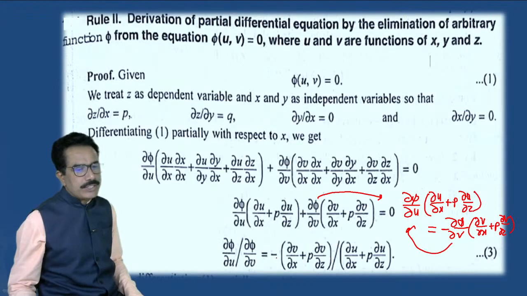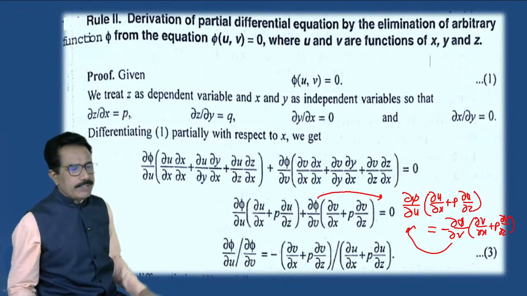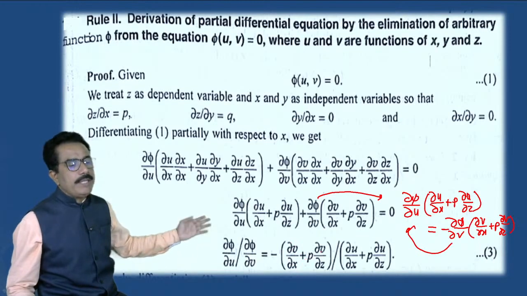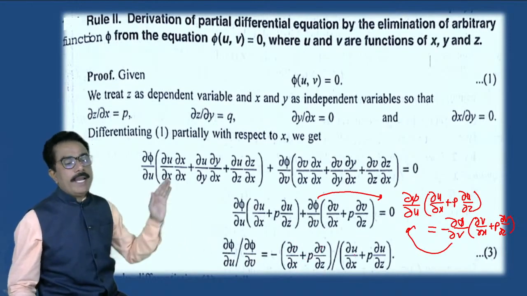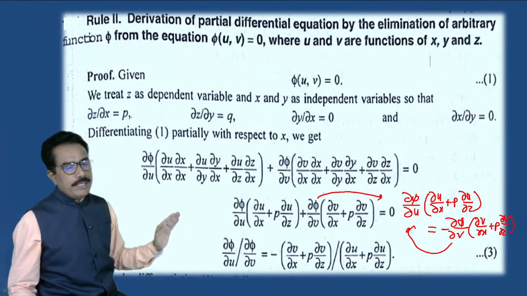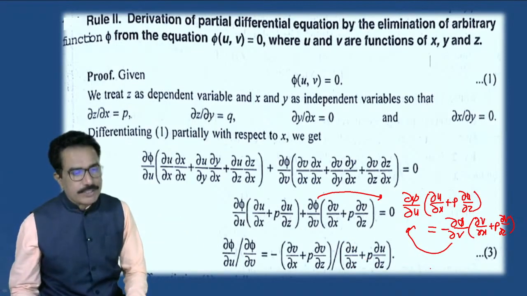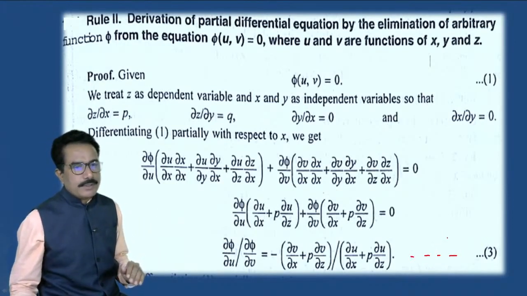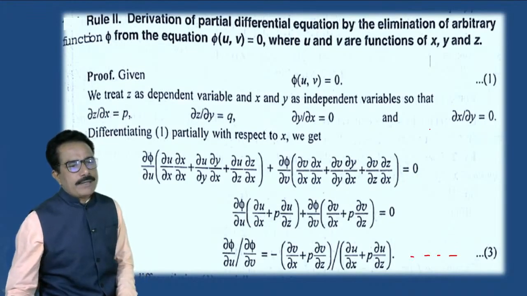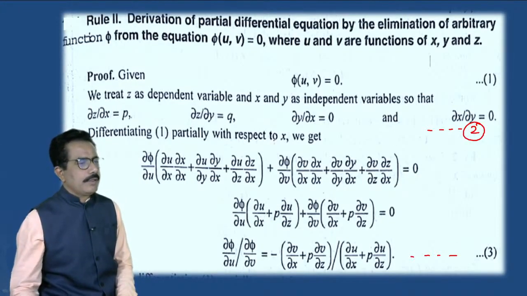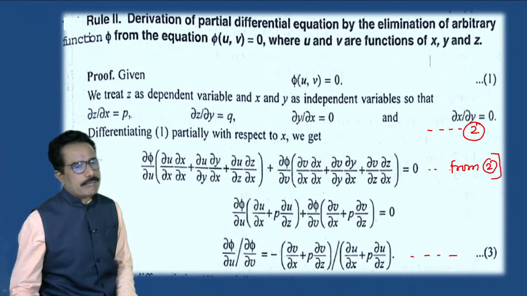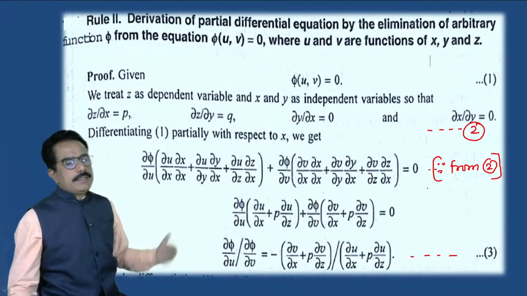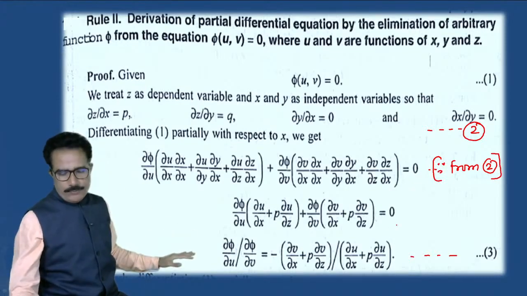which is equals to minus, take this in the division, (∂v/∂x + p ∂v/∂z) divided by (∂u/∂x + p ∂u/∂z). Suppose this is equation number 3. We consider this equation number, suppose, okay, this is equation number 2. We consider this equation number 2, so we can write from 2, so we get this.